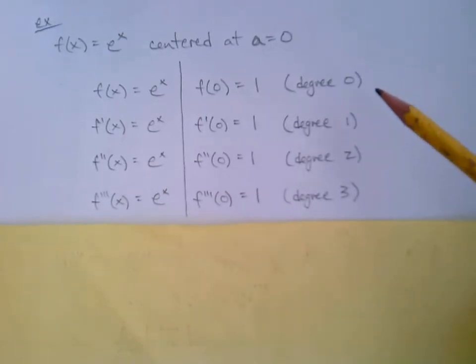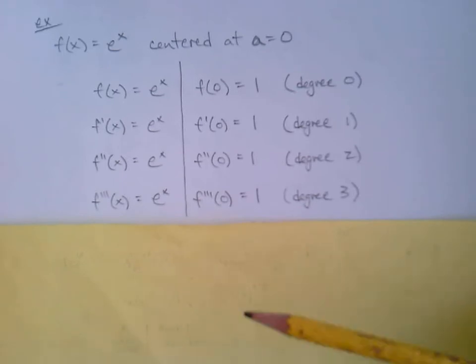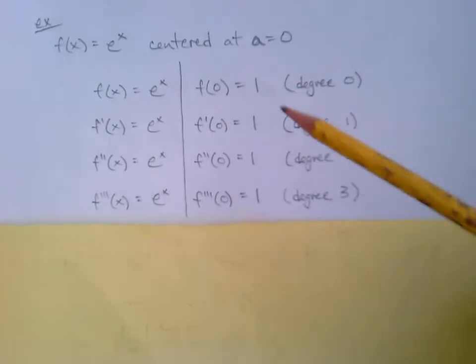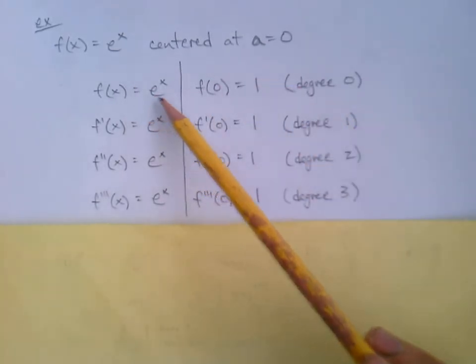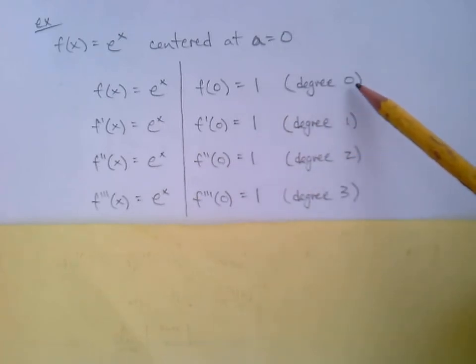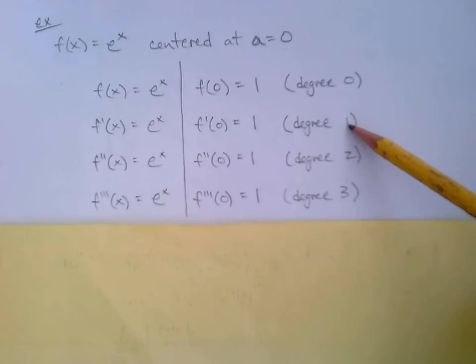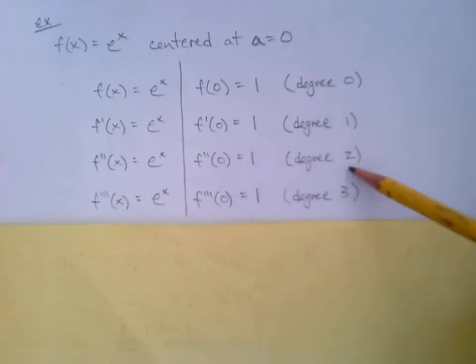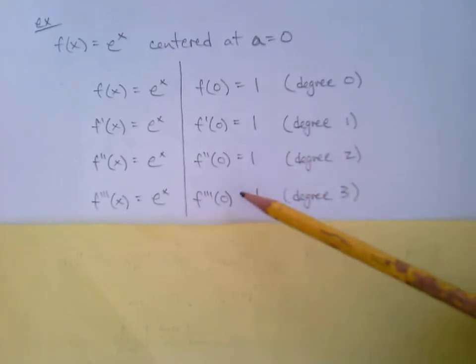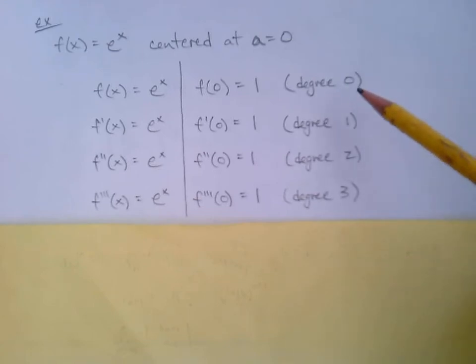And now here on the side, this is just some of the language that we use so you can start to get familiar with it. So that original function, we call that degree 0. The first derivative we call degree 1. The second derivative is degree 2. The third derivative is degree 3. So the degree is really telling you how many derivatives there are. Okay, and we begin at degree 0 because there's no derivative at the beginning.